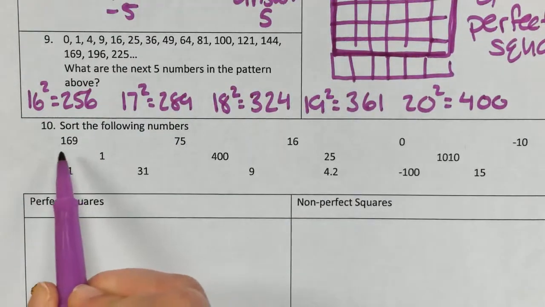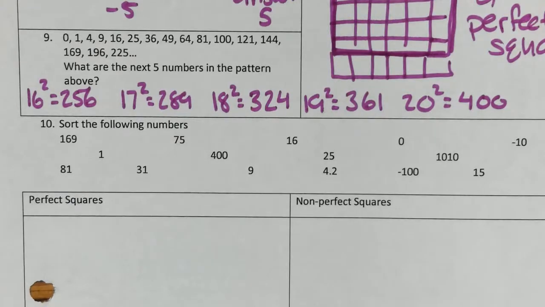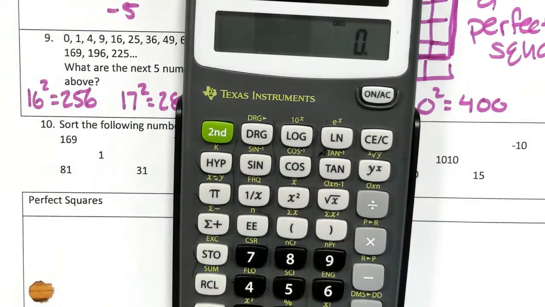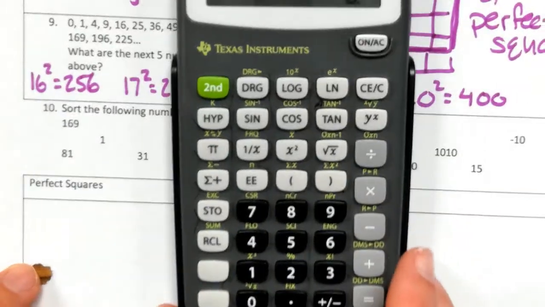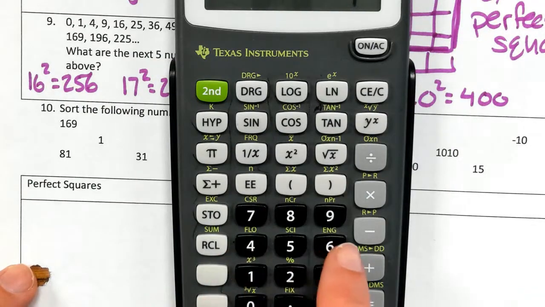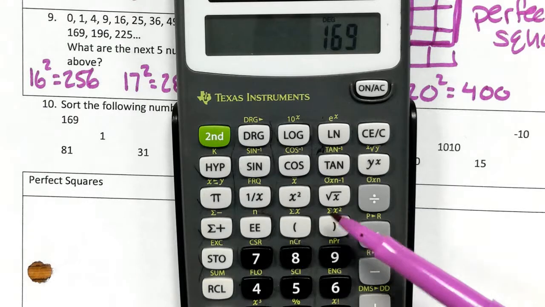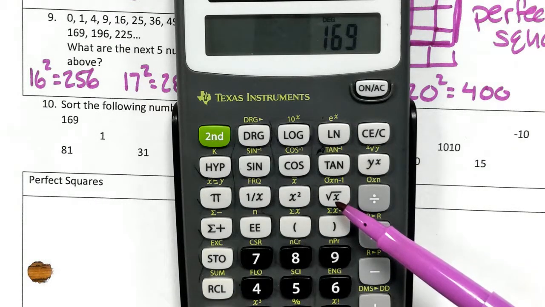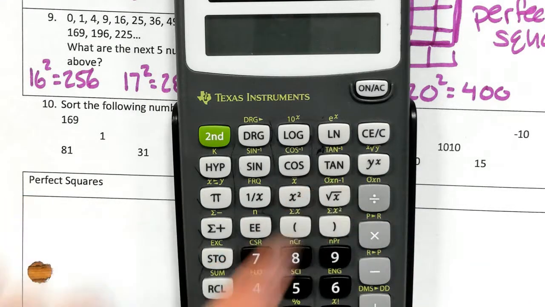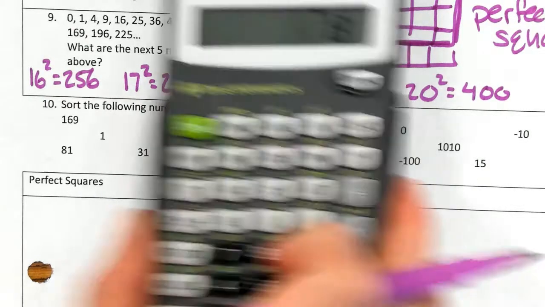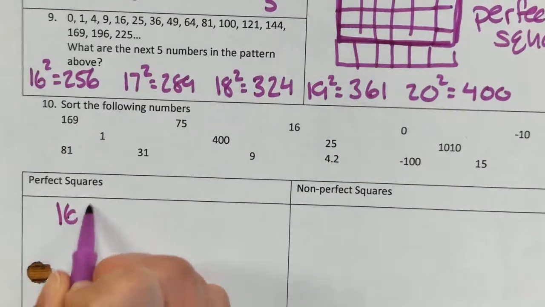So the first one we need to sort is 169. If you are not sure if 169 is a perfect square, you type in 169, and then your square root button is right here. It's next to the division sign. So 169 square root, and you get 13. 13 is an integer, so 169 is a perfect square.